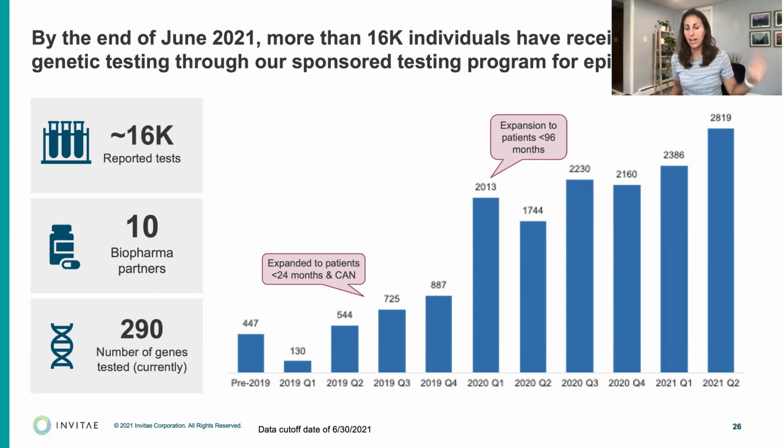KCNQ2 has been on the panel since day one, but as we're learning about more genes, we keep adding other genes into this panel. This is just showing different quarters and how many individuals were tested in this program. Originally, it was 2 to 5 year olds. It got expanded to anyone under 5, and then expanded to anyone under 8. We continue to offer this testing to many individuals, which I think has been really great for this field.